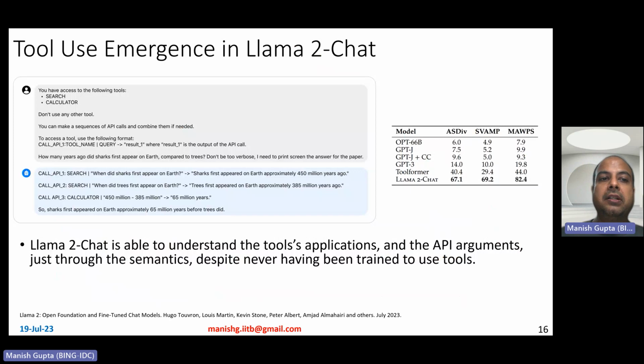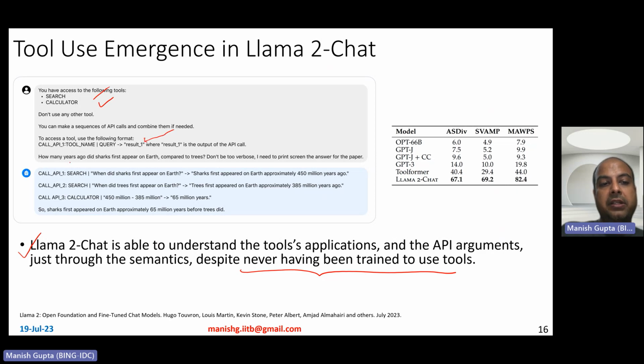Now, can Llama 2 chat model use new tools without it being told how to use them? The answer is yes. So Llama 2 chat model is able to understand tool applications. What kind of tools? Search tool, calculator tool. Using tools has become so common these days with large language models. And it turns out that Llama 2 chat model can actually do that despite never having been trained to use these tools. So you can say in the prompt that don't make use of any other tool. You make use only of search and calculator, and you can make a sequence of API calls by using this format.